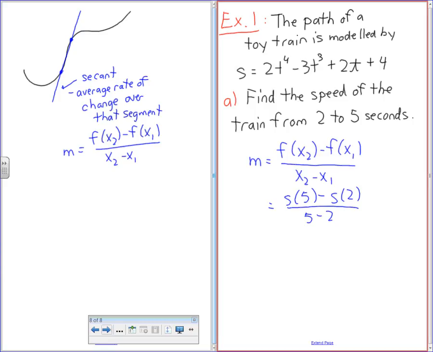Okay, so did you see what we said here again? If you're looking at the average rate of change from 2 to 5 seconds, S of 5 means the distance after 5 seconds, and S of 2 is going to be your distance after 2 seconds.